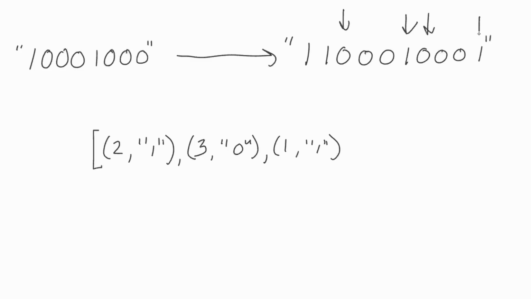And then I'm going to come to this 1 here. I will say that I saw 3 zeros. And then at the end, finally, when I get to the end of my string, whatever I have left, I'm going to put in. So again, I'll put that I have 1, 1. So now I have this array, which represents all the groups that I have in this string.